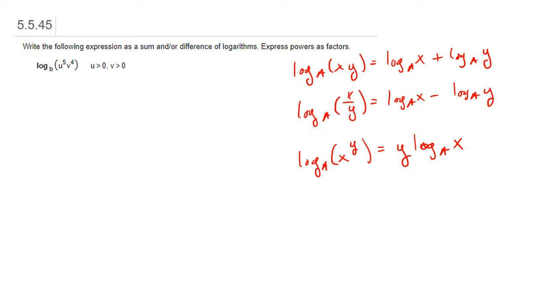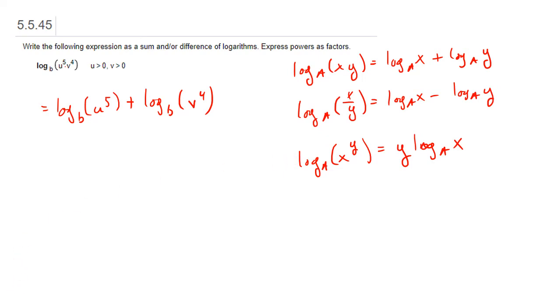So notice we're taking the logarithm base b of u to the fifth times v to the fourth. Fundamentally, the first operation I want to take care of is that multiplication. So I'm going to call this the logarithm base b of u to the fifth plus the logarithm base b of v to the fourth. And what we've used is this law of logarithms right here. The logarithm of one number times another can be written as the log of the first plus the log of the second. So the logarithm of one number, u to the fifth, times another, v to the fourth, can be rewritten as the logarithm of the first, u to the fifth, plus the log of the second, v to the fourth. Now we're going to use this law down here regarding powers.